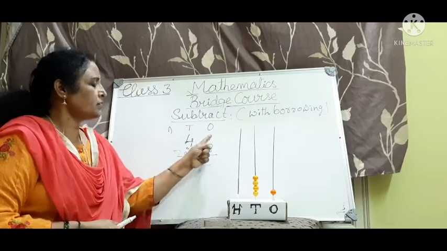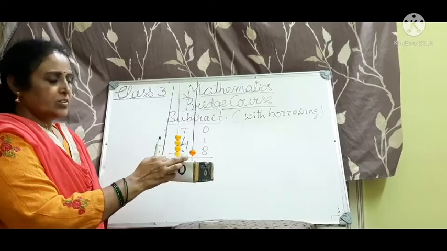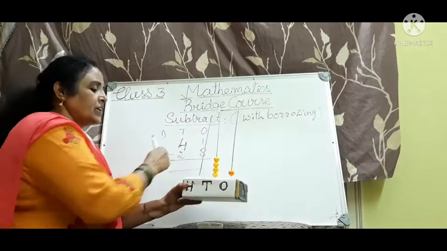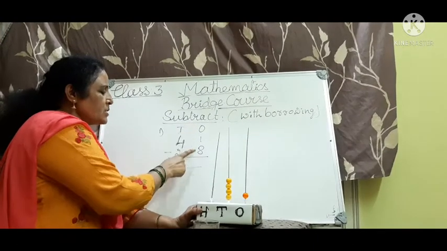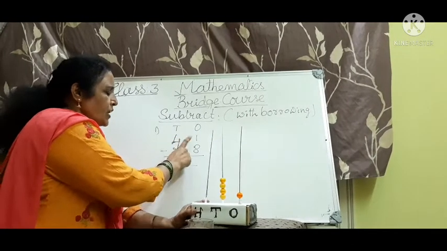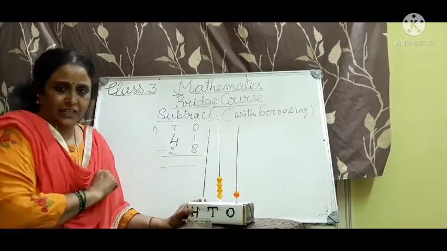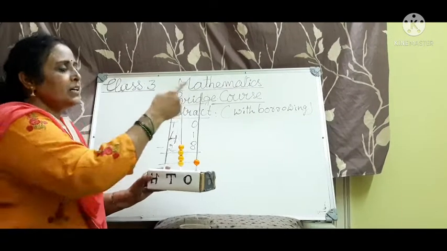Yes. Now we will subtract with borrowing, children. Here 41 minus 28. In ones place, 1 is there. Here in ones place we see 1 and 8. From 1 we cannot subtract 8. Then we need to borrow 1 ten from the tens place.